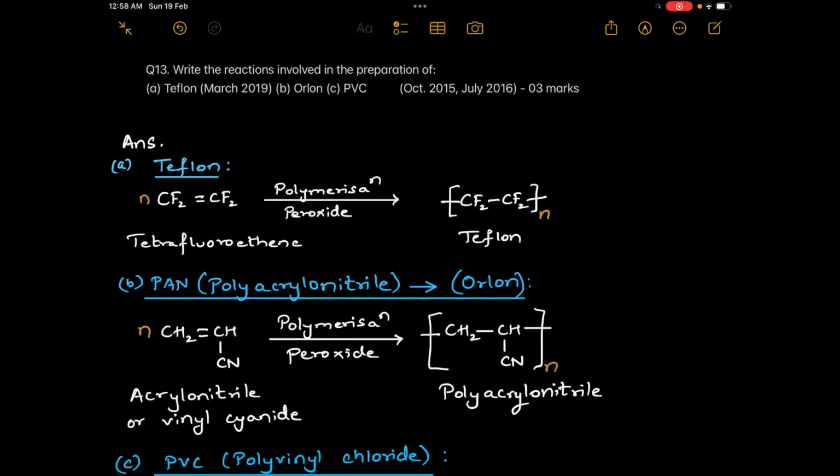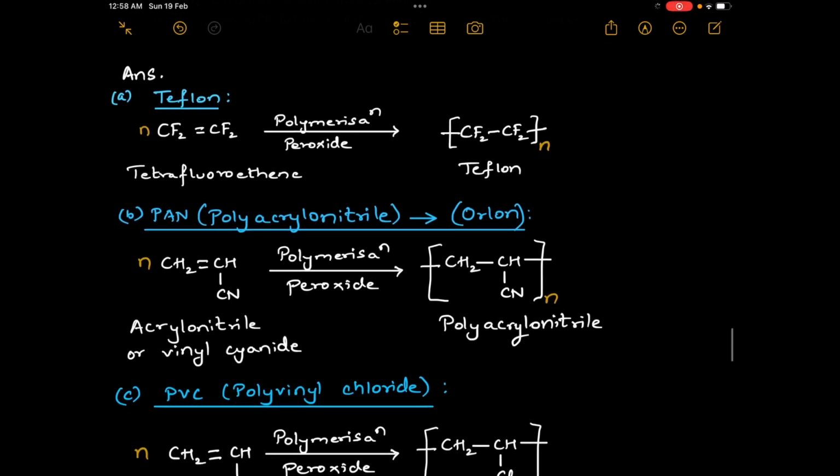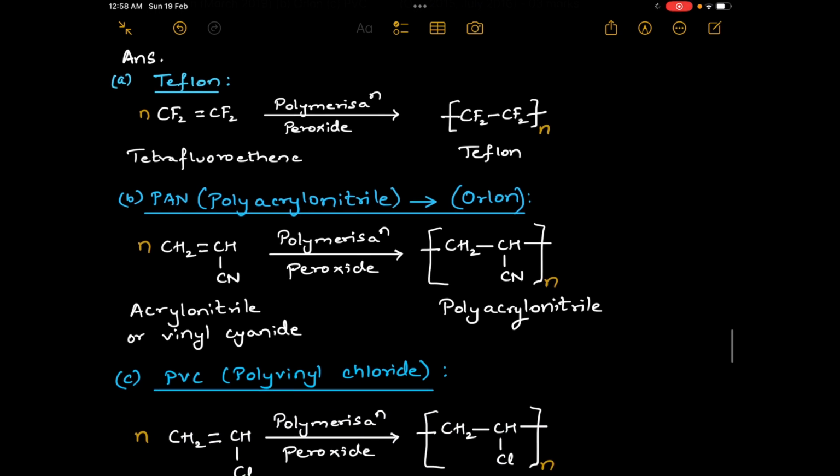Write the reactions involved in the preparation of Teflon, Orlon and PVC. 3 marks question, you have to simply write down the reactions. Let's see the first one, Teflon. CF2 double bond CF2, that is tetrafluoroethene. This on polymerization in the presence of a peroxide is giving you Teflon.